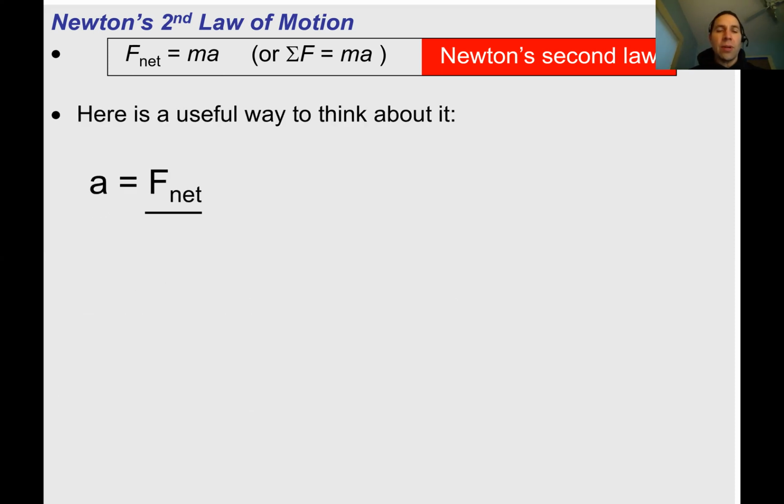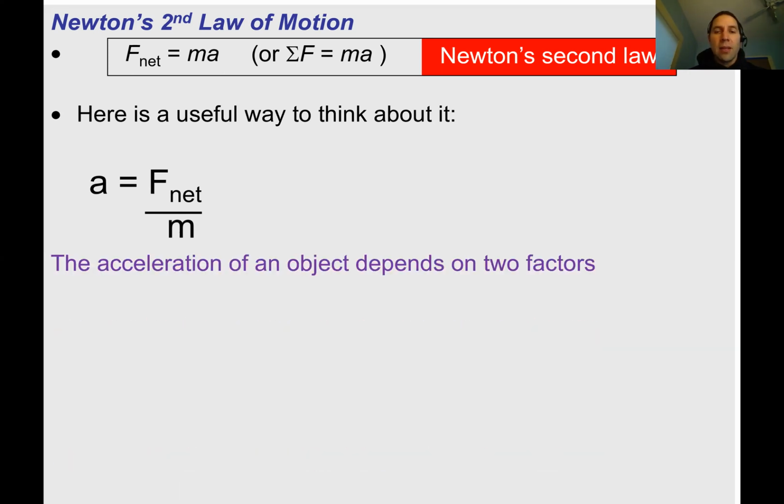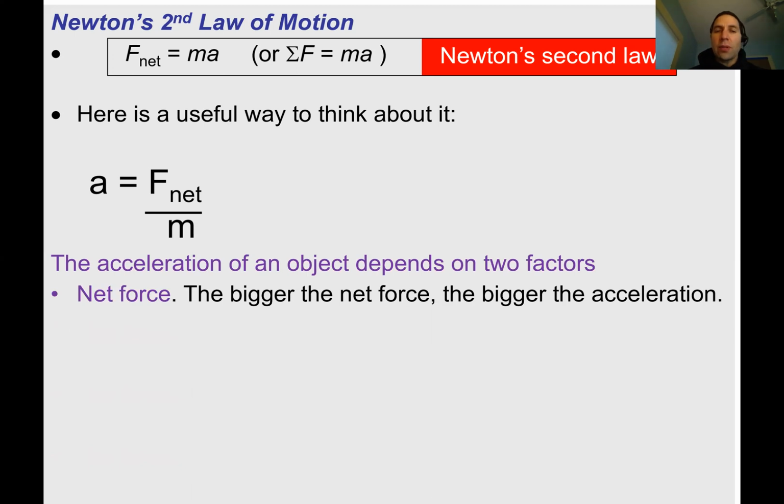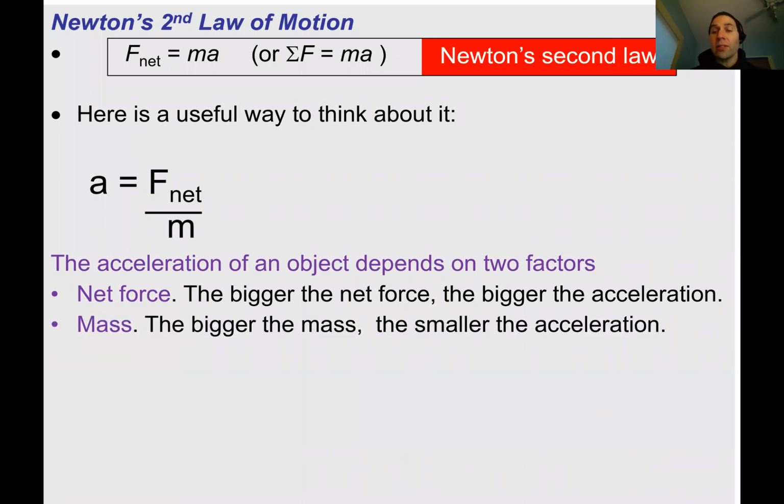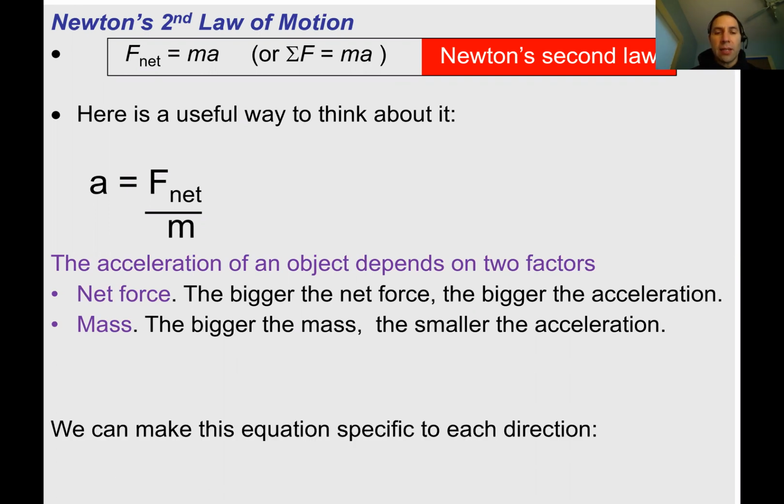I like to think of it this way. The acceleration of an object depends on two things: the net force it feels and how much mass it has. The bigger the net force, the bigger the acceleration is going to be. The bigger the mass of an object, the smaller the acceleration if everything else is the same. So that's Newton's second law.